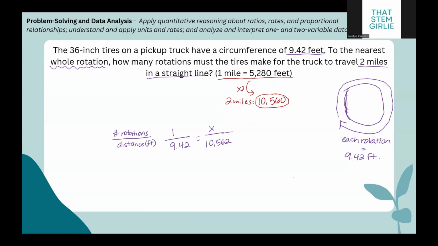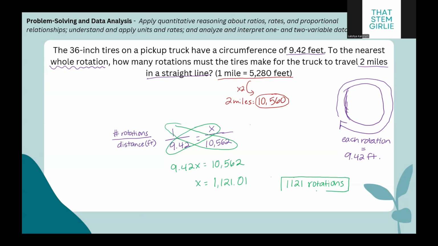So we're going to do the same thing as before. We're going to start by cross multiplying. So I'll get 9.42x equals 1 times 10,562, which is just 10,562. And then to get x by itself, we're going to divide both sides by 9.42. So when I do that, I'm going to get 1,121.01, but then it wanted it to the nearest whole rotation, so we will say 1,121 rotations. I just rounded to the nearest whole number.